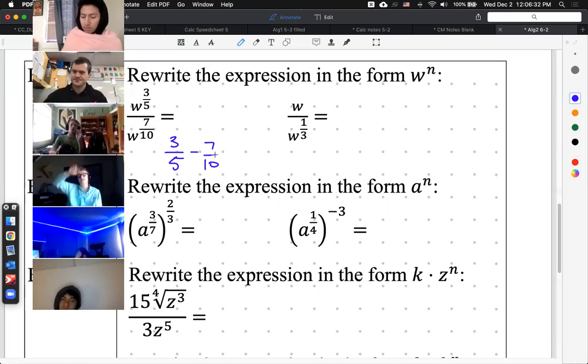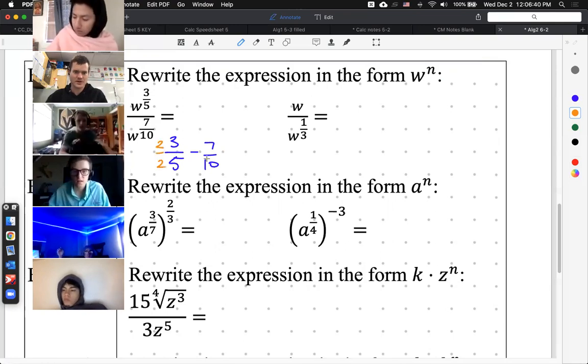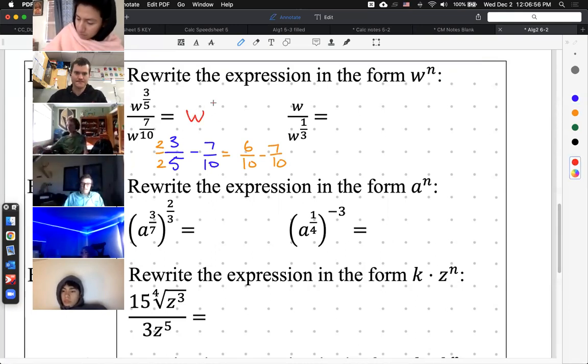Yeah, Andres. Would you multiply 2 by 3/5? Yeah, so 2/2, right? Yeah, and you get the new equation 6/10 minus 7/10, which means you subtract. Yep, you're subtracting. You get w to the power of negative 1/10.